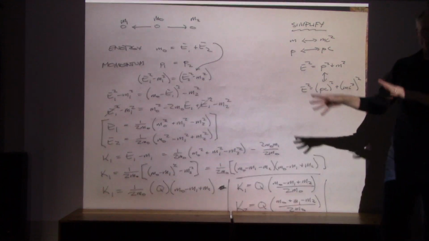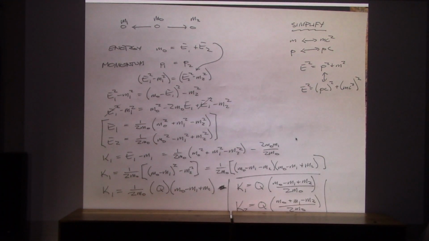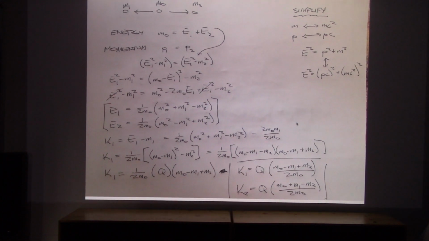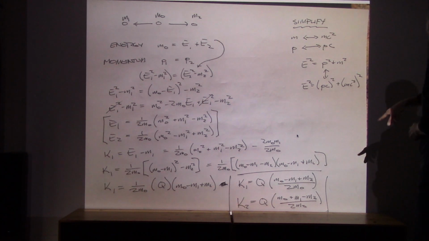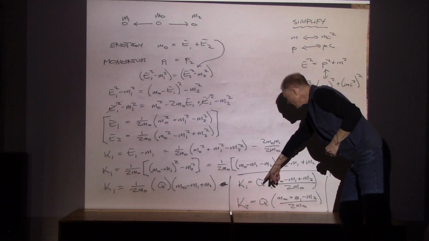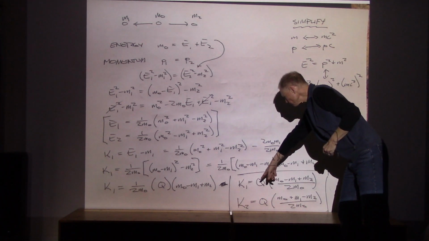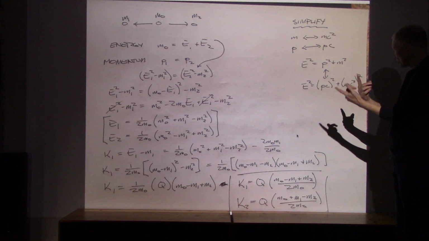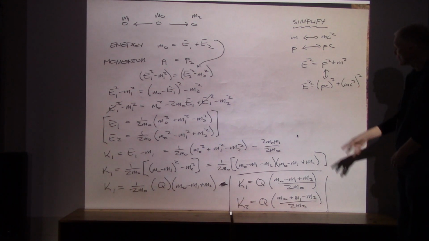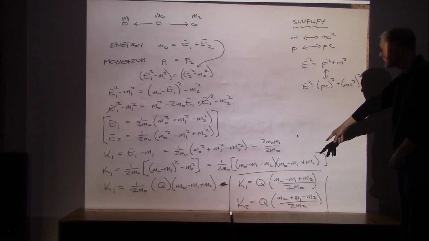Let me just adjust the projector just a bit. All right, that helped. So you can actually see equation 2 now. K2 is the same formula with the 1 and 2 subscripts replaced. So those are the kinetic energy formulas.